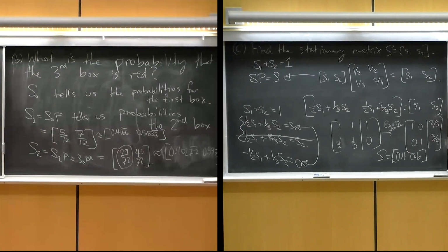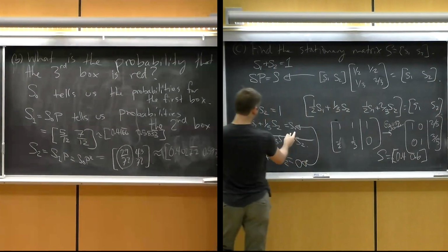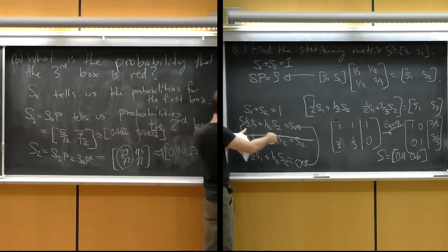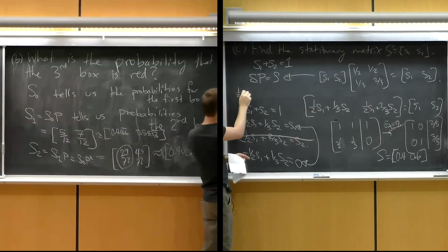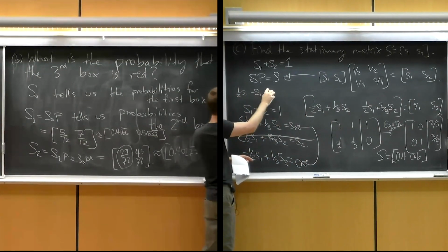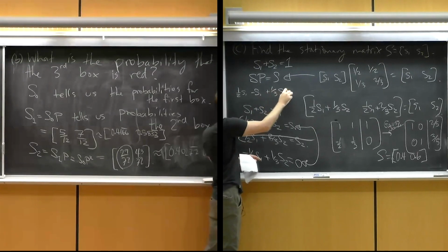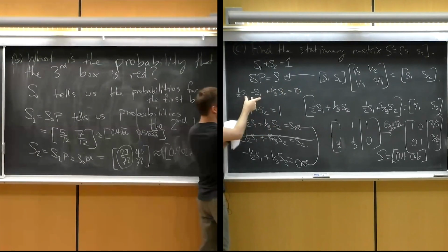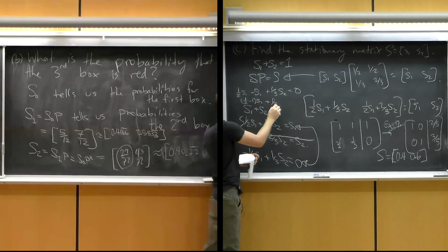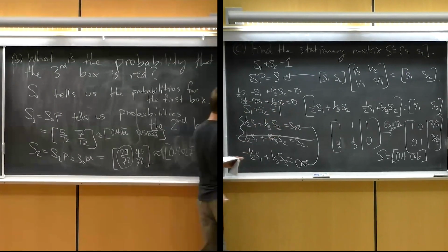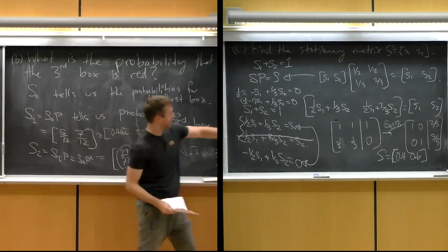Yeah, so that's just taking this equation and then subtracting S1 over to the other side. So what you get is a half S1 minus S1 plus a third S2. If I bring out an S1 from this, it's a half minus 1 times S1, which would be a negative half.